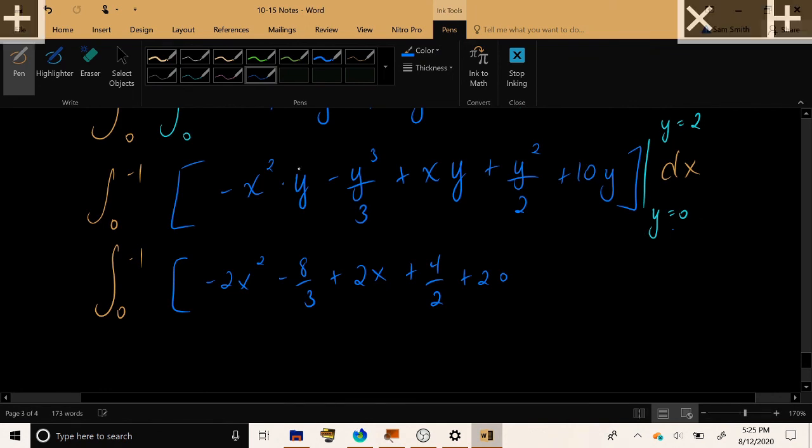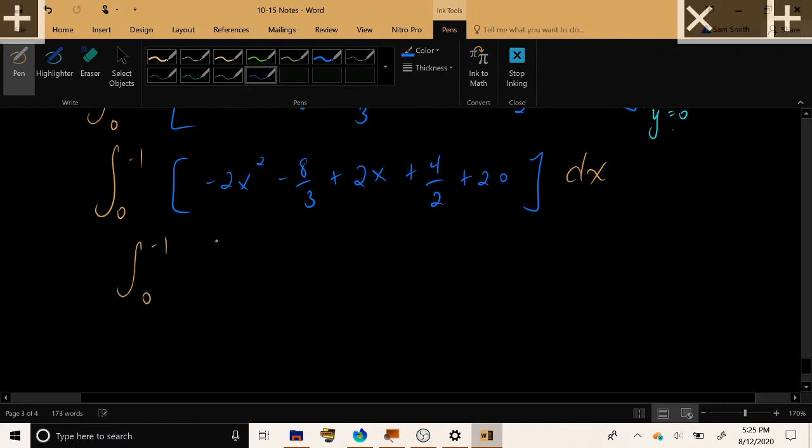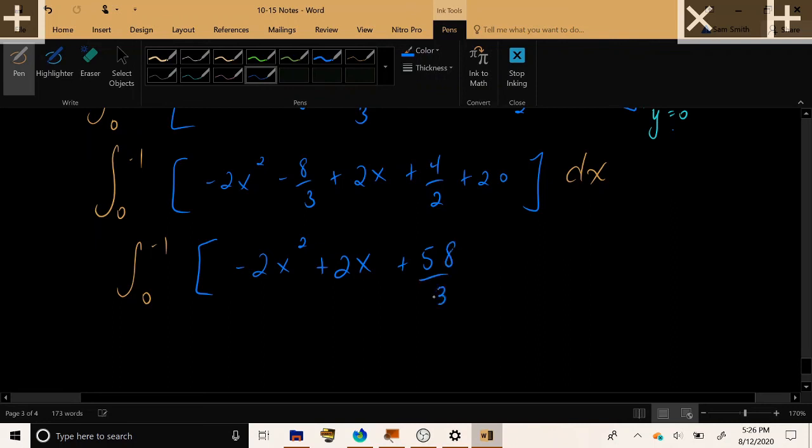Plugging in 0 will cause each of these terms to vanish. Okay, let's do just a little bit of cleaning up. Negative 2x squared plus 2x, and then let's combine these constants. So 4 over 2 will be 2, take away 8 thirds will be negative 2 thirds, and plus 60 thirds will be 58 thirds, if that arithmetic is correct.